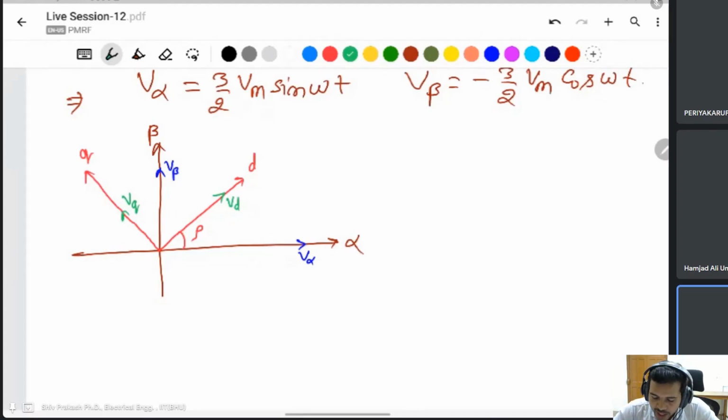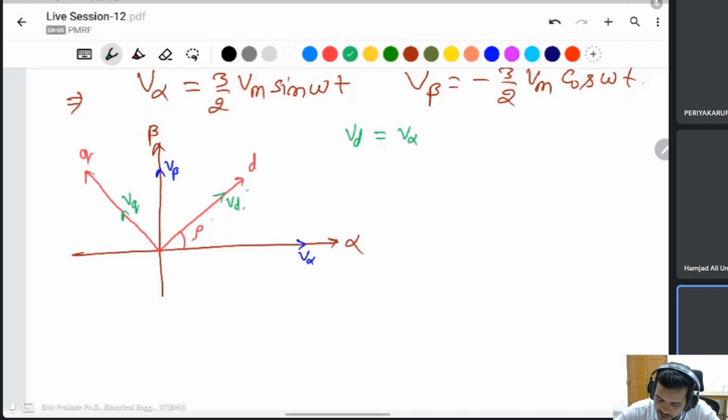You have V beta and V alpha, and you want to find Vd and Vq. First of all, write Vd. The effect of V alpha on the d axis is simply V alpha. You want to calculate the effect of V alpha on Vd. I have written it as Vd.